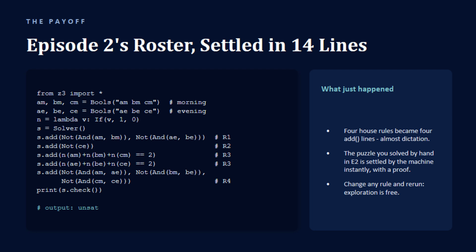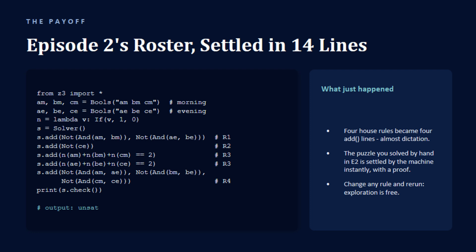Alice and Ben never share: not and, twice, once per shift. Chloe works mornings only: not of Chloe evening. Every shift staffed by exactly 2: the 2 counting lines. Nobody works both shifts: 3 more not ands. Then 1 call to check.